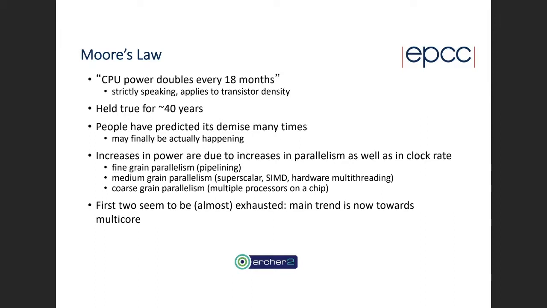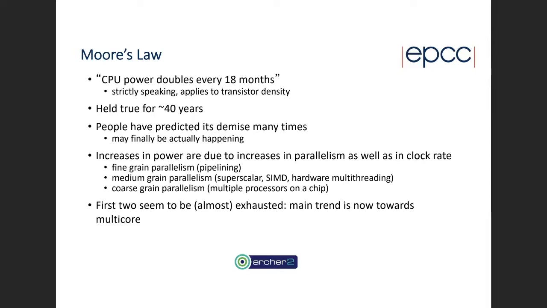Up until say 10 to 15 years ago, increases in processing power were mainly due to increases in the clock rate. These days, most of the increase in processing power comes from increase in parallelism. The clock rates have been pretty much fixed for the last 10 years or more. And that parallelism comes in various different forms.